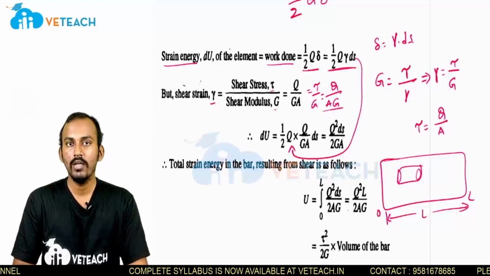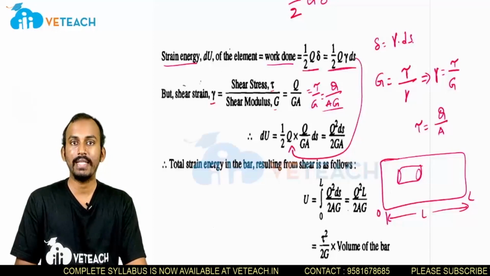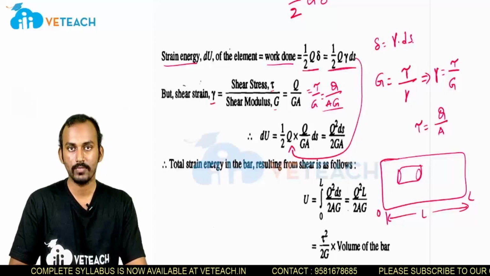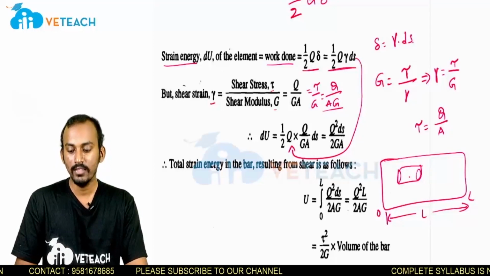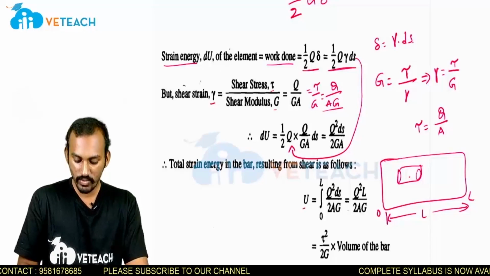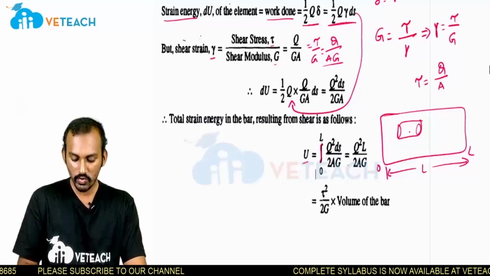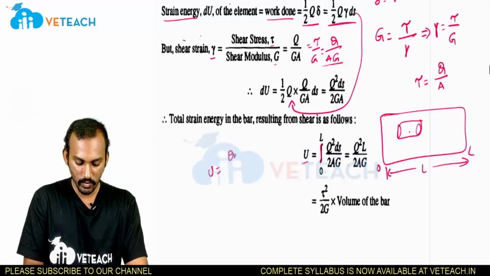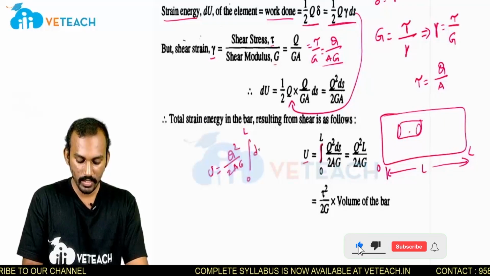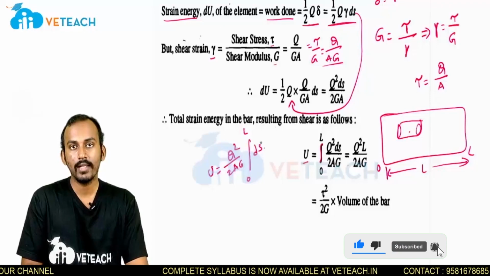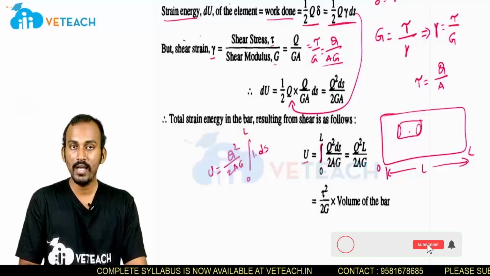Why do we use integration? We calculate some parameter for a small part and we have to apply that for the entire part. There we use integration. So U is equal to the integral from 0 to L of Q square into ds by 2AG. Q square by 2AG are all constants, so I am taking them out. Then the integral from 0 to L of ds is the integral of 1, which gives s.